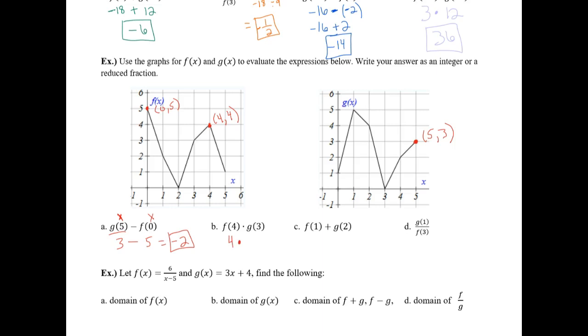Times, going over to my g function, plugging in 3 for x. So on the x-axis, I move over to 3, and there's my point on the graph. So I moved 3 in the x. I'm not going up any, so I'm at 0 for y. So 3 times 0 is going to give me 0 overall. Why don't you try the next two?